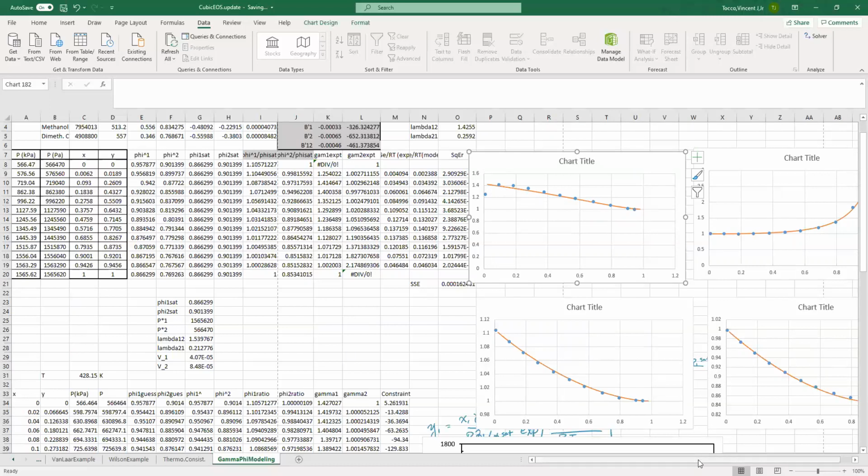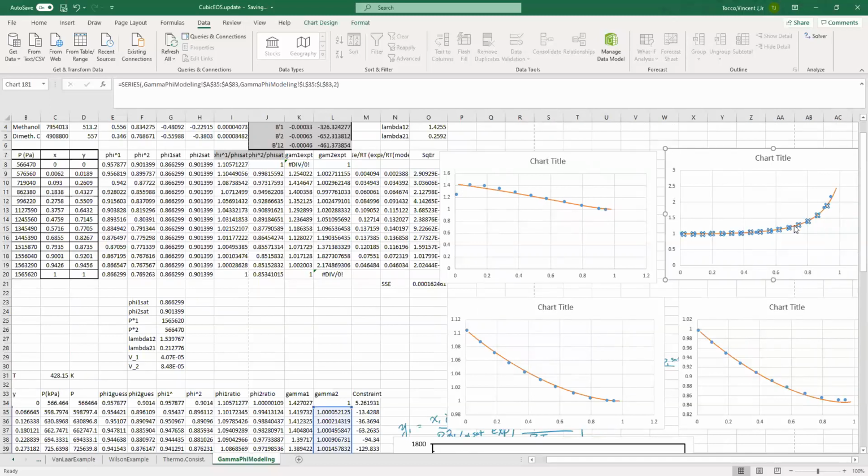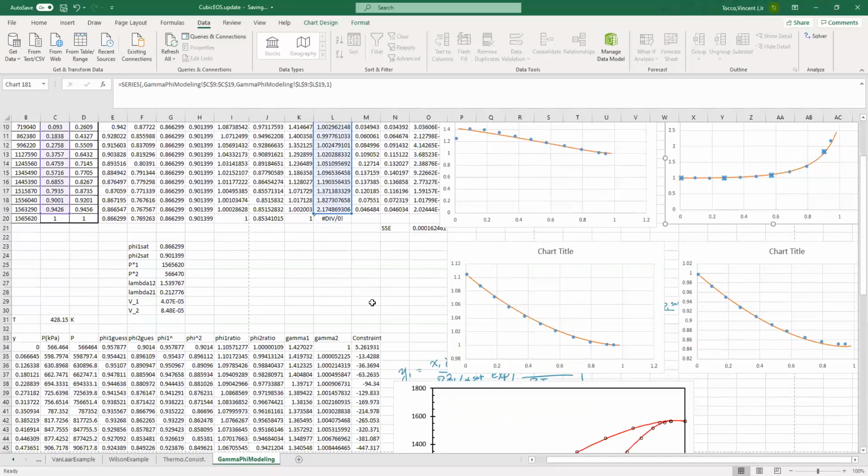And same thing with the gamma 2. I did a plot for gamma 2 as well. So I compared the modeled gamma 2s to the experimental gamma 2s. And I found that this line did not match up well at all. This line was way up here. So I didn't have very good agreement. So that was the first thing that hinted me off that, well, maybe my equation for gamma was wrong.